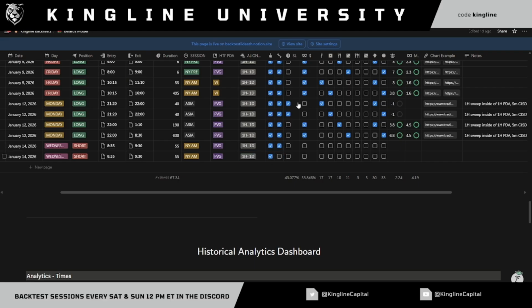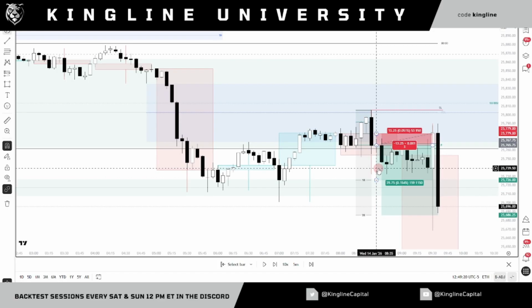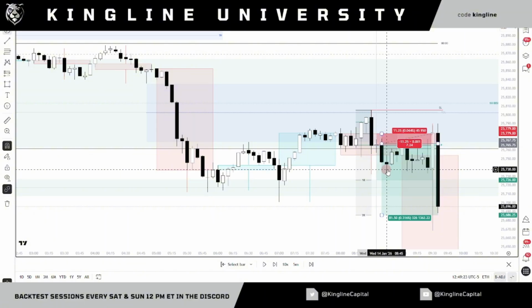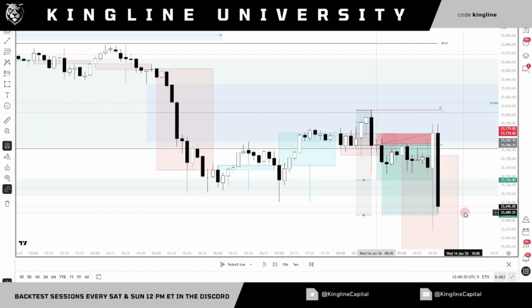Sweep, CISD, both hit profit. This is entry 1, 1R, entry 1, 2R. And the R on each trade, 3 and 7.24. Don't know how that ends up being. And the max R on the trade.